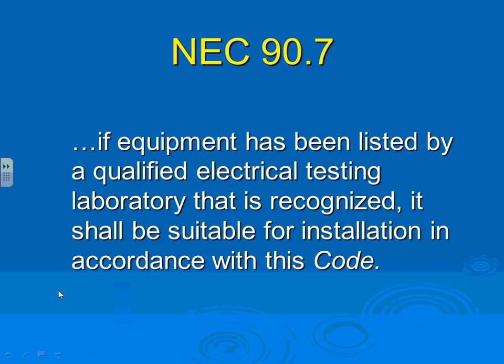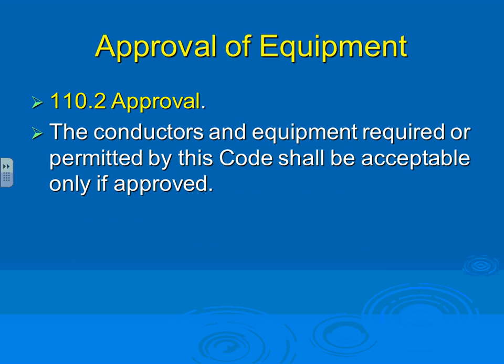Okay. So if equipment has been listed by a qualified electrical testing laboratory that is recognized, it shall be suitable for installation in the NEC code book. That will tell you guys that if you install equipment, it has to be listed. And when you install the equipment, you have to install it based on the listing, meaning that fuse and circuit breaker, they are listed, but we did not install it based on the listing. The listing says you cannot install it in an area where it exceeds its capability of fighting, and we went and we put it there.